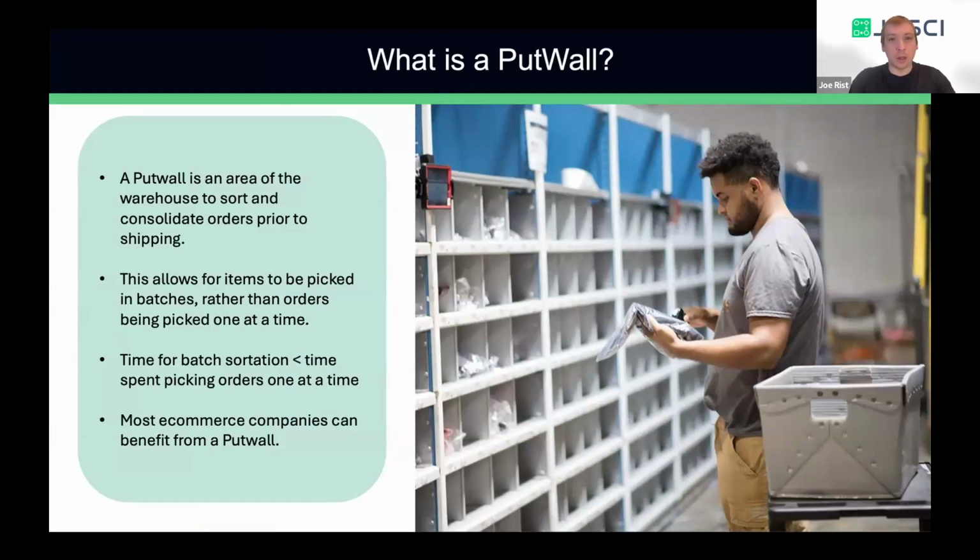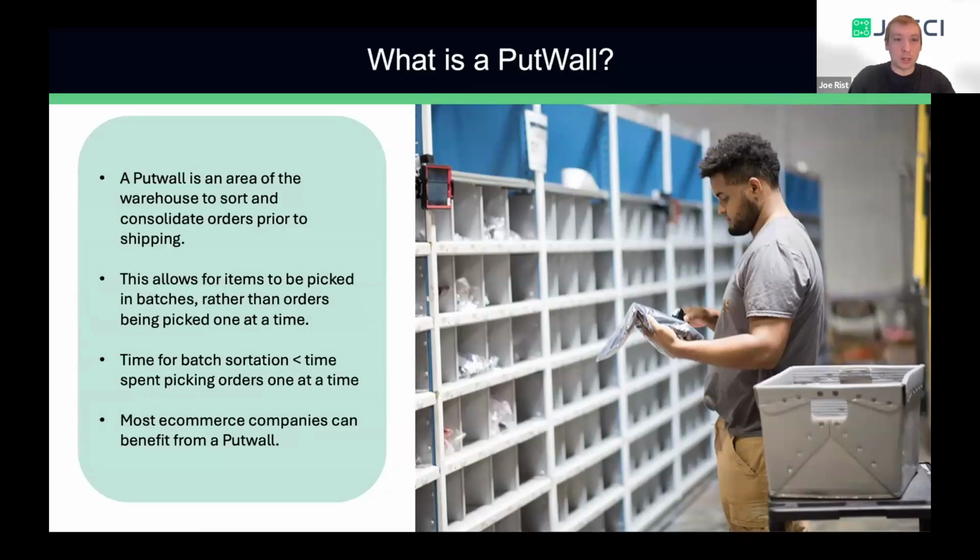This allows you to pick items in batches of common items or items that are close to each other in storage, and you bring those batches over to the wall. On the put wall is where you take those items out of the batches and put them to a slot or a cube on the put wall. That represents the order coming together. One of those cubes would be receiving all of the items for that order.